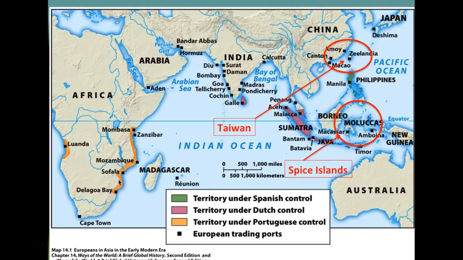So here we have in the orange, you can see territory under Portuguese control, and then the green in the Philippines under Spanish control, and the pink is territory under Dutch control. And all of the black dots are European trading posts that belong to different people, different European entities.